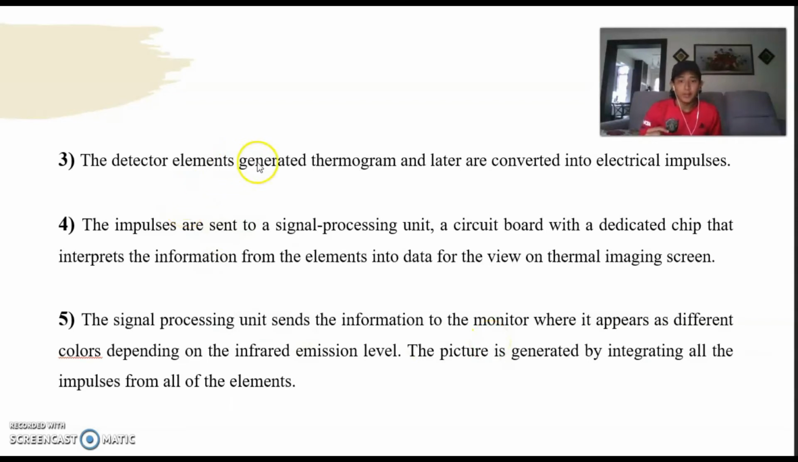Next, the detector elements generate the thermogram, which is later converted into electrical impulses. These electrical impulses are sent to the signal processing unit, which includes a circuit board with a dedicated chip that interprets the information from the elements into data for viewing on the thermal imaging screen. The signal processing unit sends the information to the monitor, where it appears as different colors depending on the infrared emission level. The picture is generated by integrating all the impulses from all the elements.